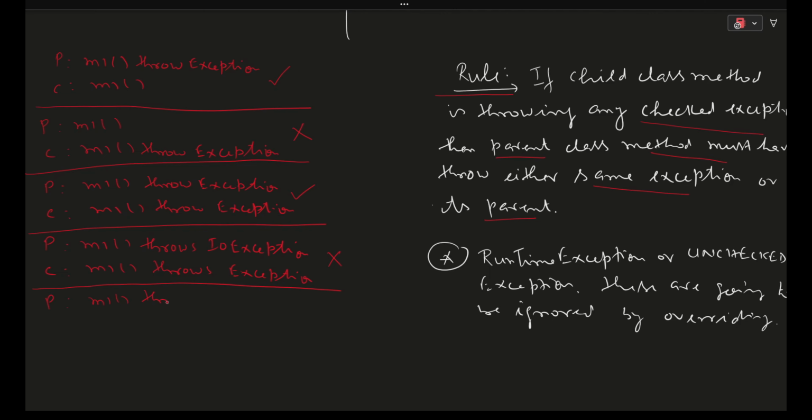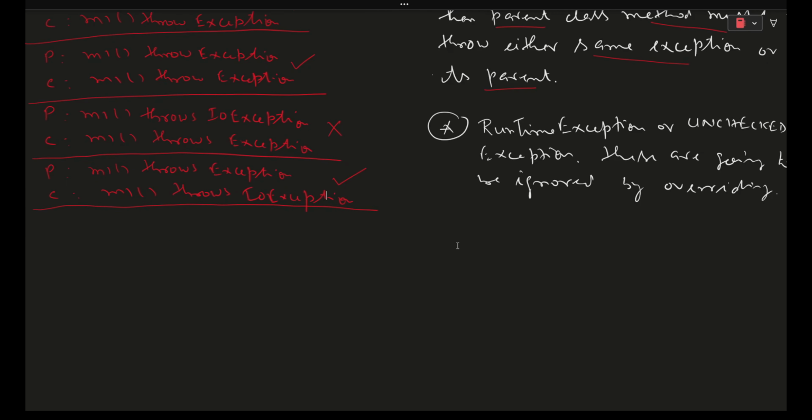M1 throws Exception in the parent, and in the child, M1 throws IOException. So this is a valid use case, because the child is throwing IOException and the parent is throwing Exception. So Exception is the parent of IOException. So this is the valid use case. Correct? Now let's discuss a couple more scenarios.